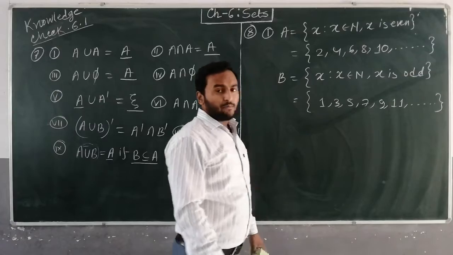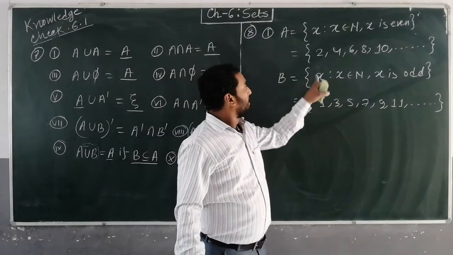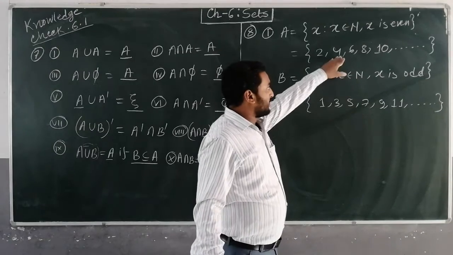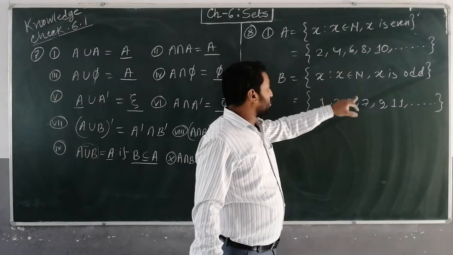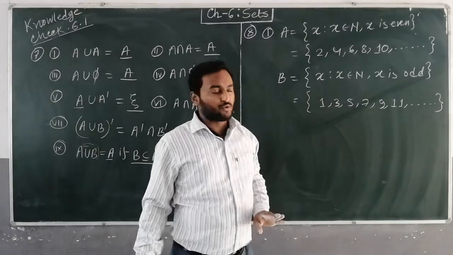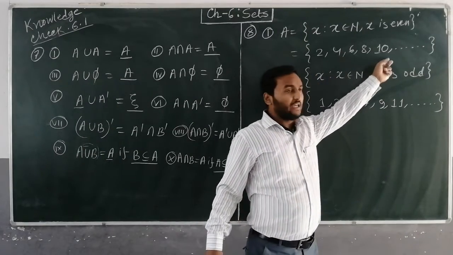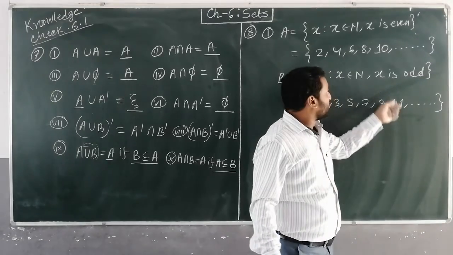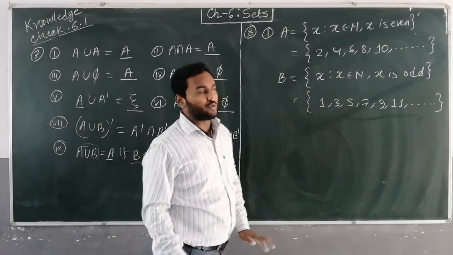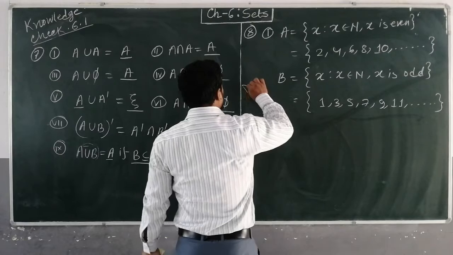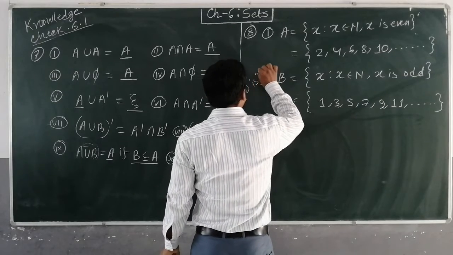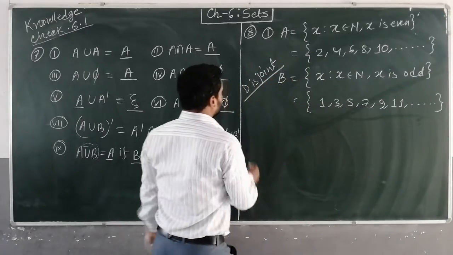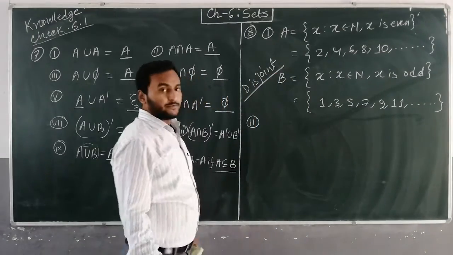Now we have to say whether these two sets are disjoint or overlapping. Observe these two sets. No element is common between them, because this is the set of even natural numbers and this is the set of odd natural numbers. So no element is common, and these two sets are disjoint sets.